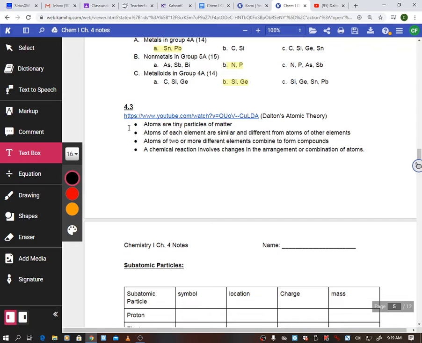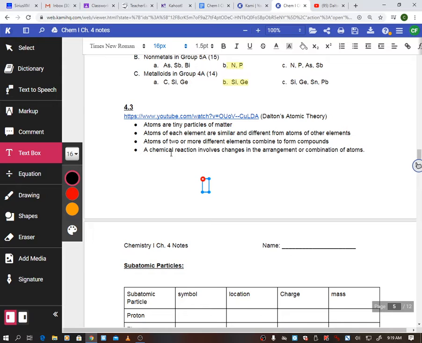So he said, here's just kind of a short summary: atoms are tiny particles of matter. He also said that atoms of each element are similar and different from atoms of other elements, right? Like oxygen is going to be different than hydrogen. Atoms of 2 or more different elements combine to form compounds. So in the video, they showed you how oxygen and hydrogen could combine. So 2 or more different elements are combining to form a compound. A chemical reaction involves changes in the arrangement or combination of atoms. So they showed you that H2O looked a little bit different than the combination of H2O2, the hydrogen peroxide.